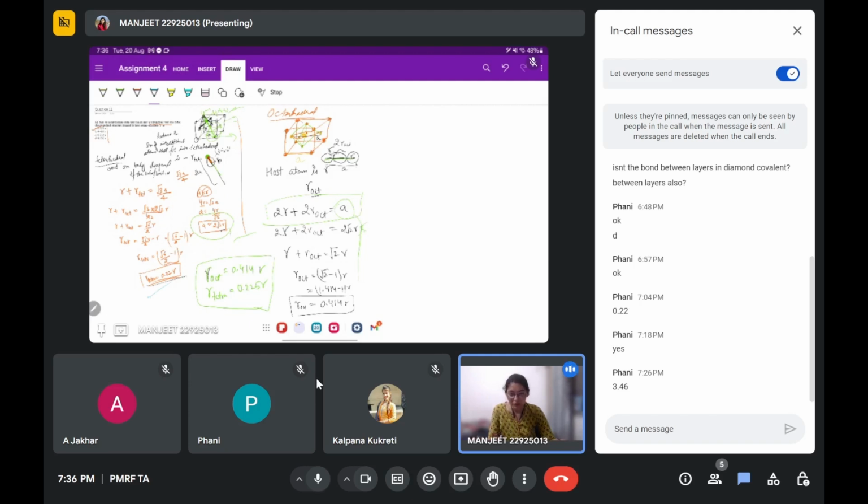Just put this value, and when you substitute, you will get the relation between the size of the atom that is fitting into the tetrahedral void and the host atom. I mean, 22% of the host atom size is the size of the atom that can fit into the tetrahedral void. For the octahedral, 41% of the size of the host atom can fit into the octahedral site.